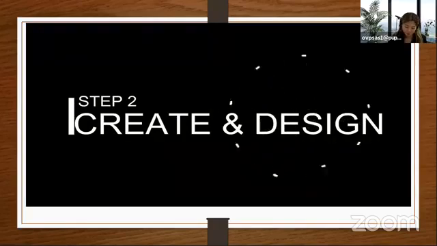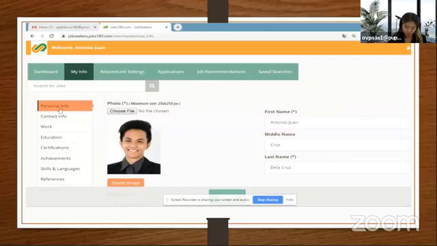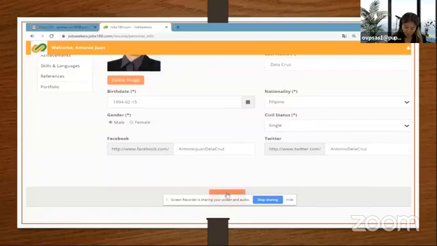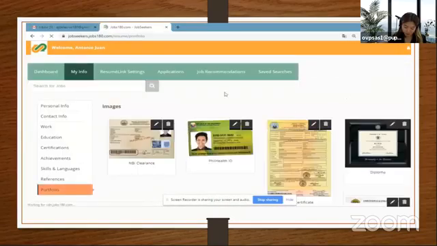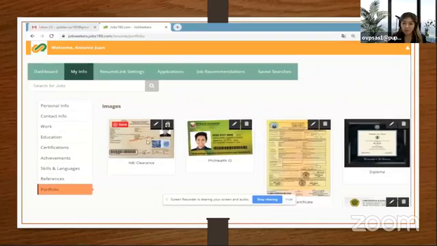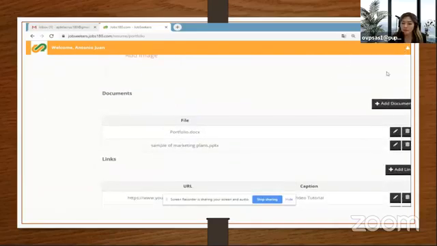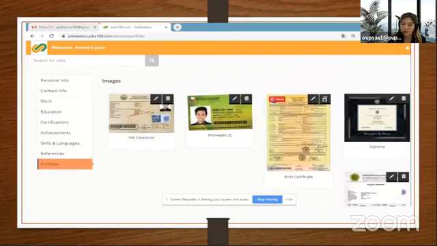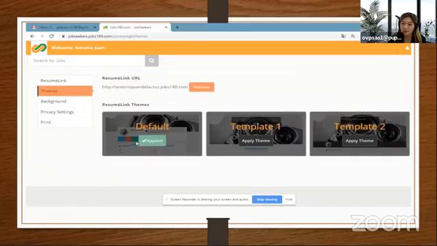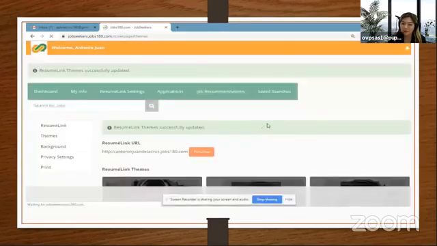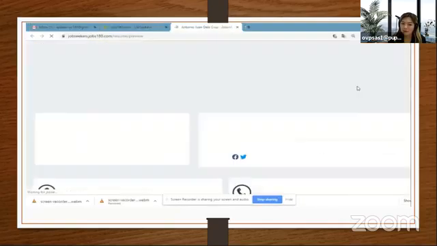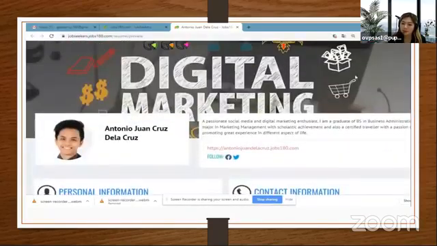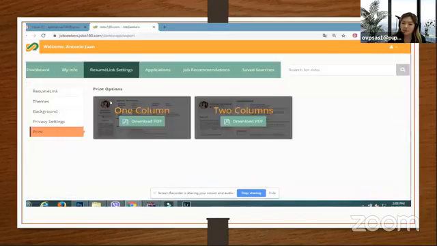Step 2. Create and design. When creating your resume, make sure to complete your personal information and upload your profile picture. One of the highlights of the resume link is the portfolio section, where you can show off your skills by uploading samples of your work like documents, pictures, videos, and your social media links. Your resume link also features different themes, and you can upload a cover photo. This is a combination of a cover letter and a social network cover photo. Here is an example. You can also download a copy of your resume link and print it.